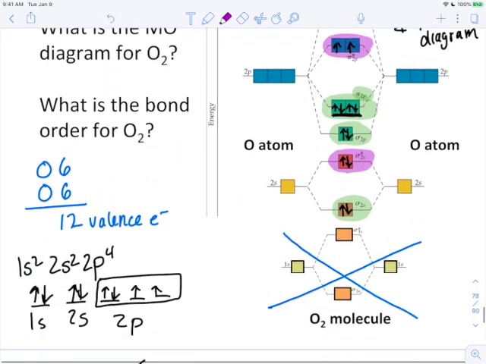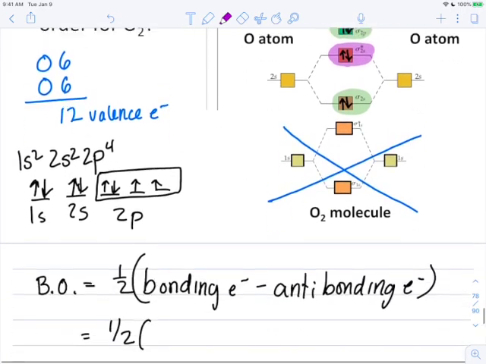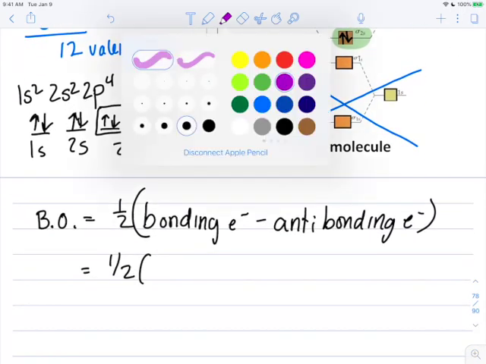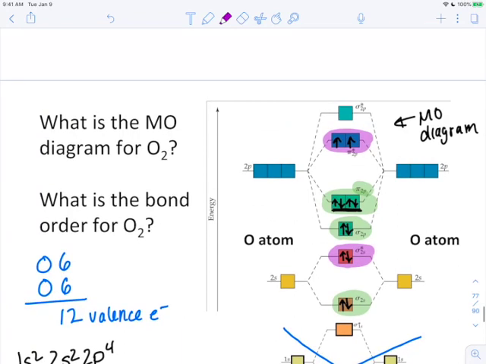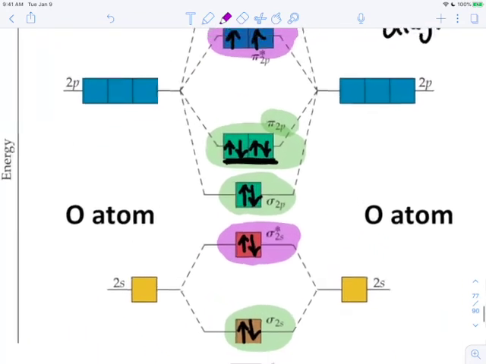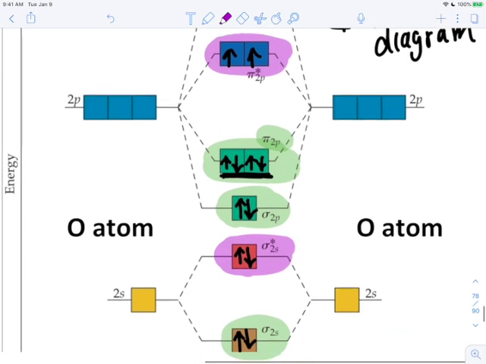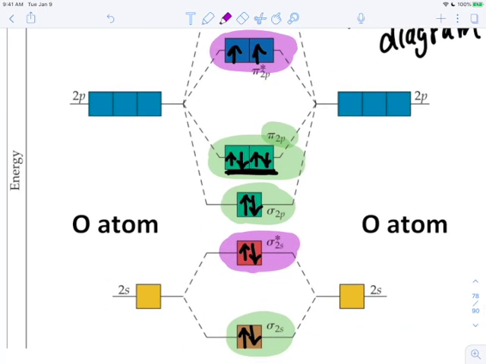All right, so now what I'm going to have you do is complete your calculation. So you are going to do 1/2 of the bonding electrons, which I've colored in green, minus the antibonding, which I've colored in purple right here. Let me zoom in here. Best I can. There we go. All right, so I want you to take a minute to count those electrons. So 1/2 bonding minus antibonding. And the AB is just an abbreviation for antibonding.